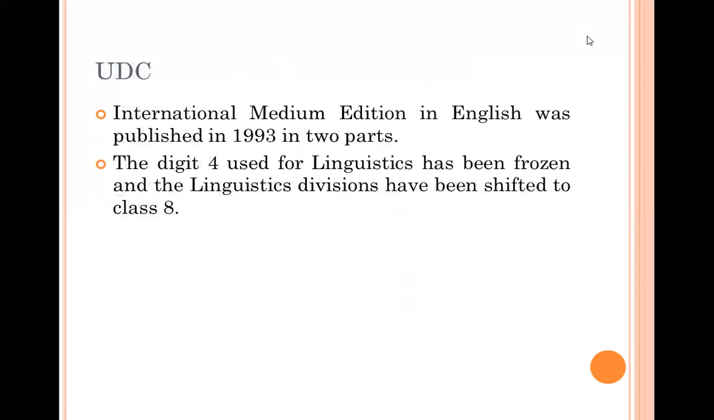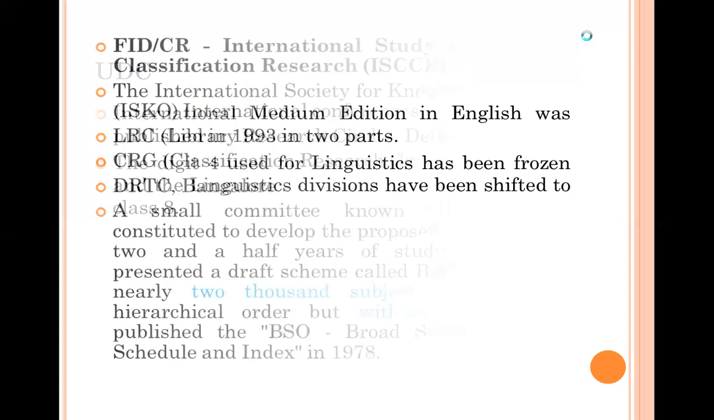As far as UDC is concerned, the International Medium Edition in English was published in 1993 in two parts. First part, systematic tables and schedules. Second part, index. And they have removed the use of digit 4, which was previously used for linguistics. Now it is merged with and shifted to number 8, literature. Now both literature and linguistics are available under the same number, 8.